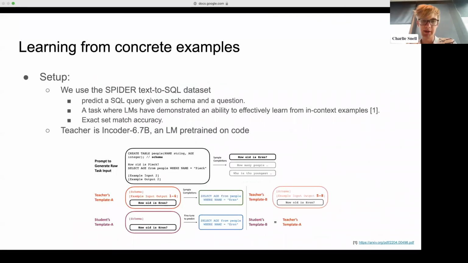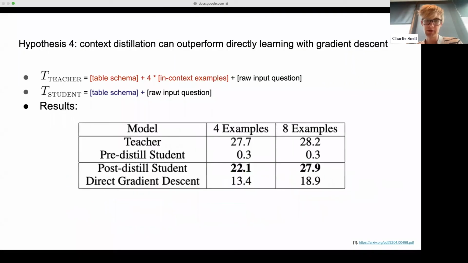For learning from concrete examples, I would say there is a clear trade-off. So if you have a very large data set, I'm pretty sure that just normal fine-tuning will beat context distillation. But if you have a smallish or medium-sized data set, there might be an advantage to context distillation. So there's this trade-off of how much data, and it also might depend on the task.